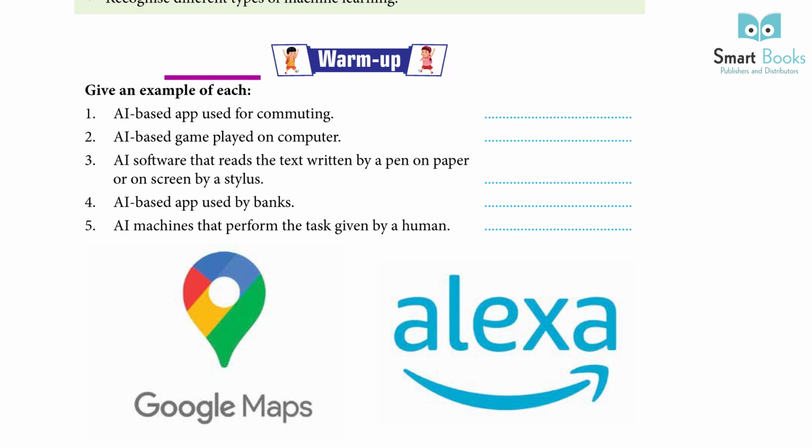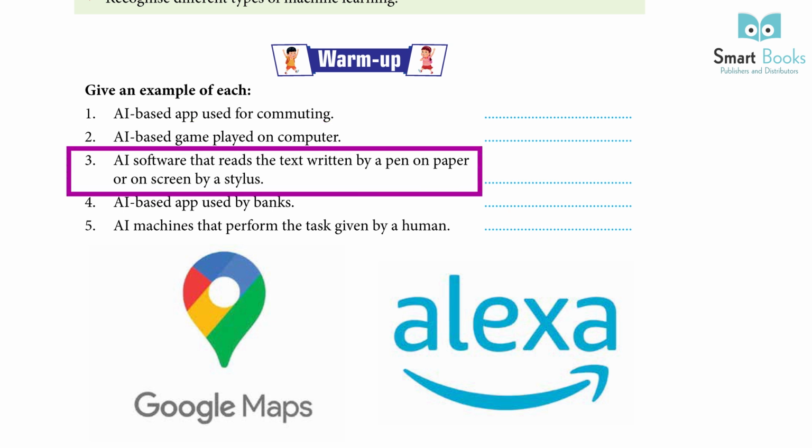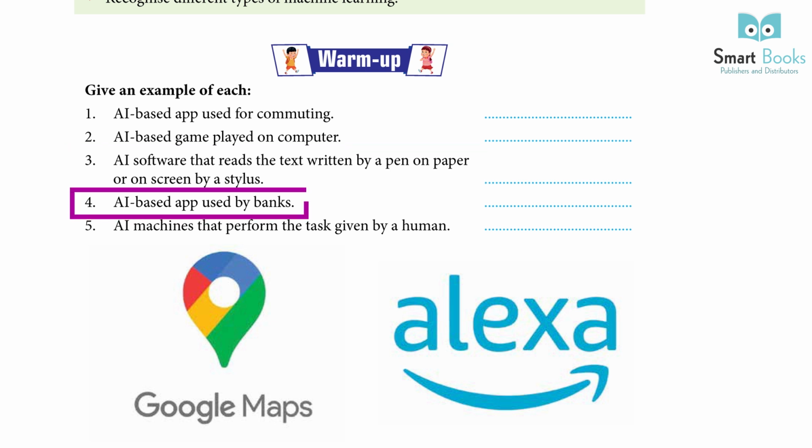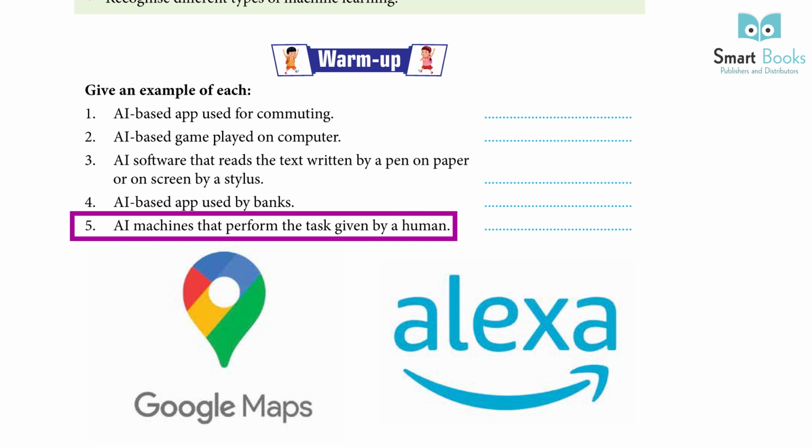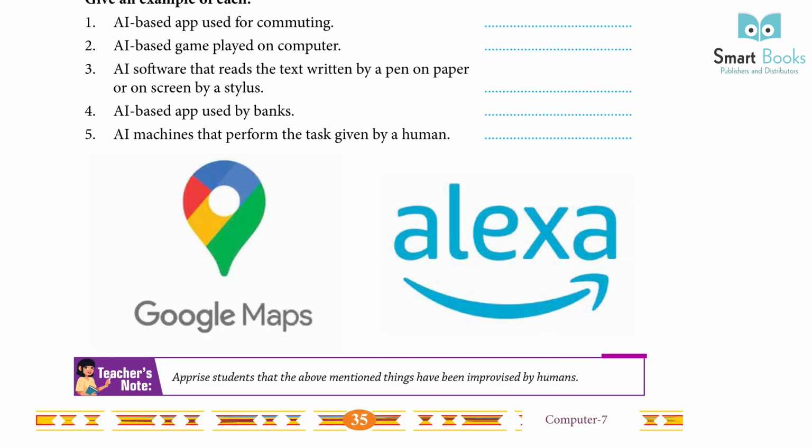Warm up. Give an example of each. 1. An AI-based app used for commuting. 2. An AI-based game played on a computer. 3. AI software that reads text written by a pen on paper or on screen by a stylus. 4. An AI-based app used by banks. 5. An AI machine that performs the task given by humans. Teacher's note: apprise students that the above-mentioned things have been improvised by humans.